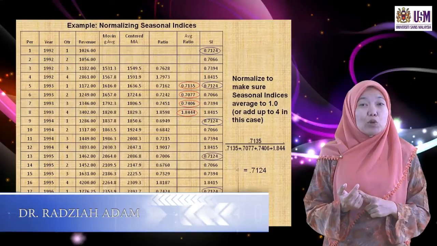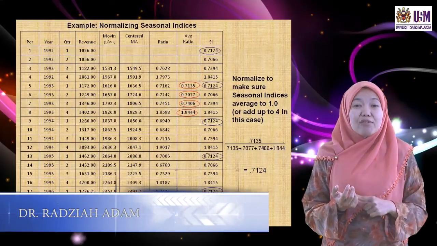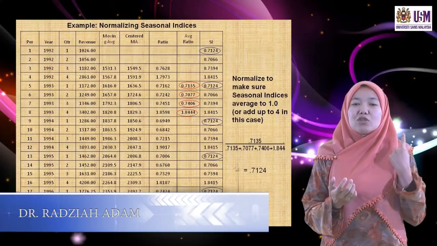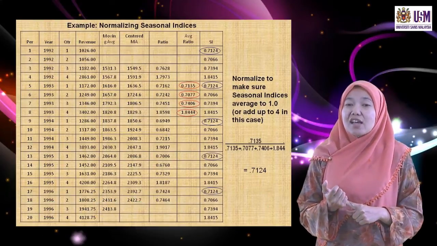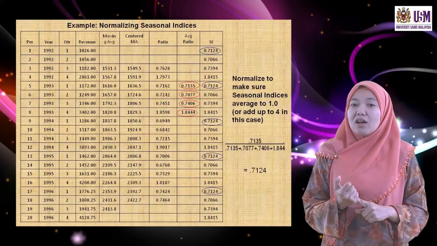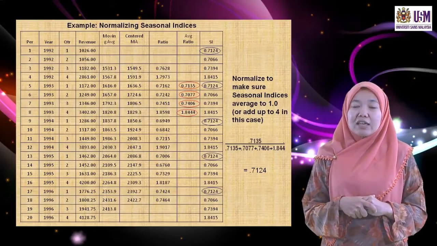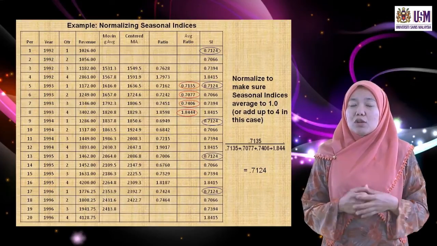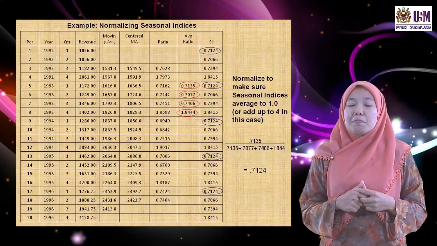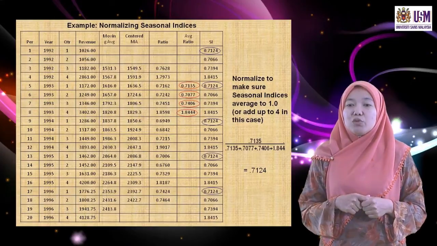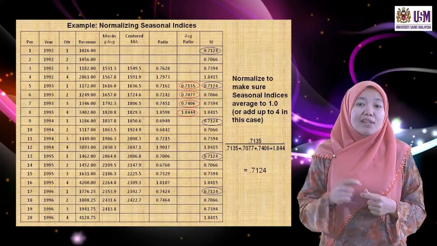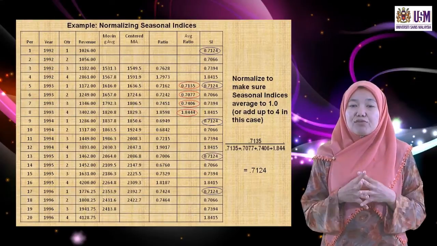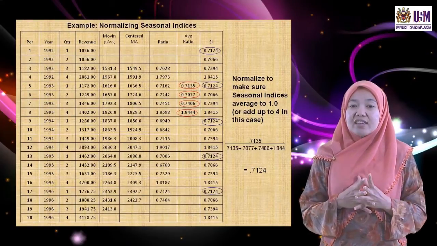0.7077, that is the second quarter seasonal index. And then 0.7406, that's the third quarter seasonal index. Okay, and then you have the fourth quarter seasonal index, 1.8444. So in this case, in order to normalize, you take the first quarter value, which is 0.7135, you divide by the addition of all these four quarter seasonal indices.